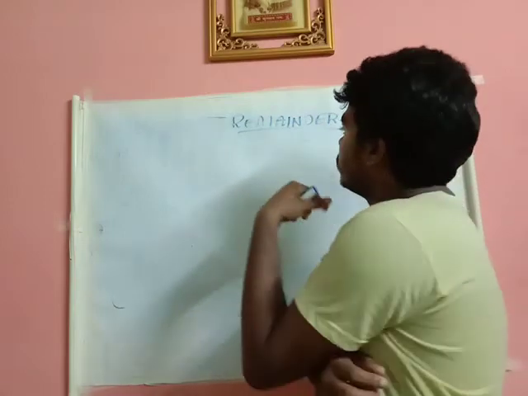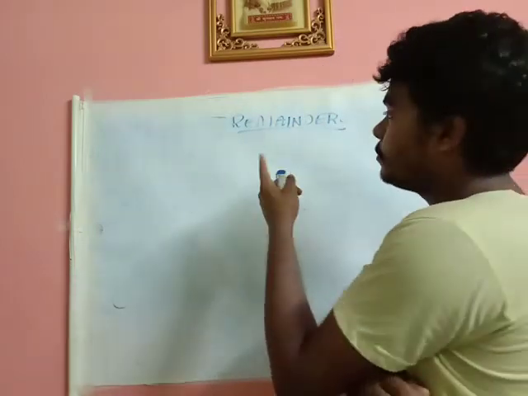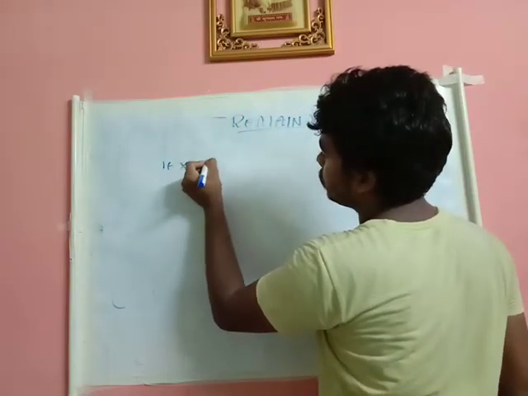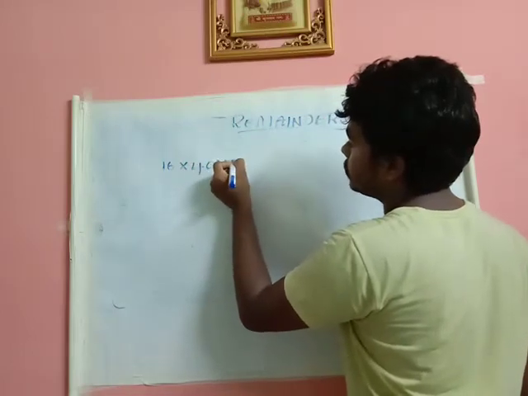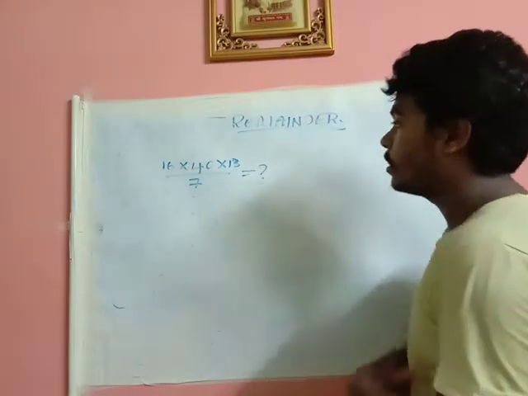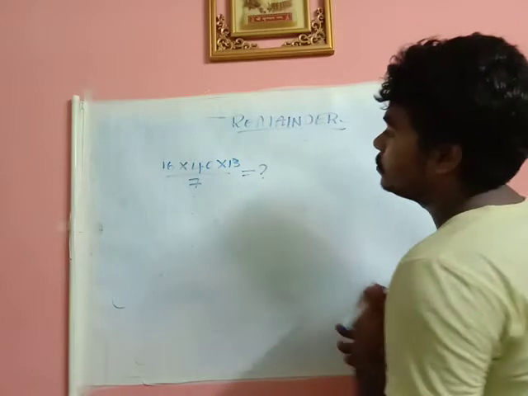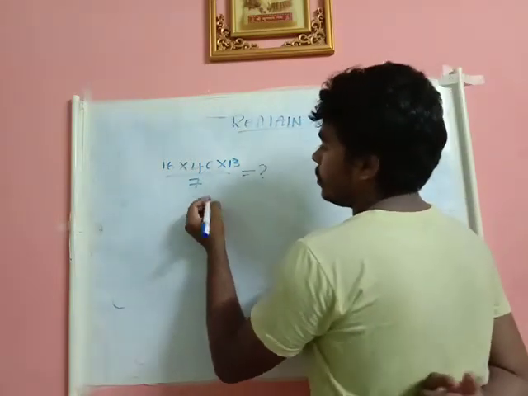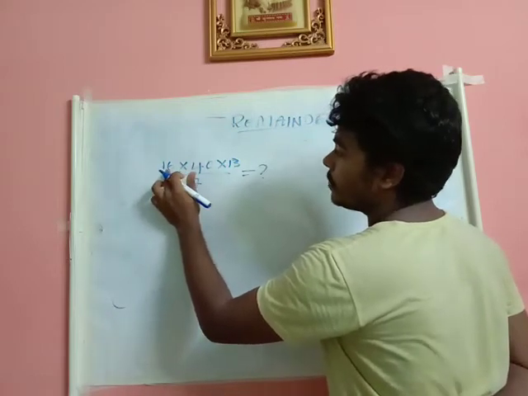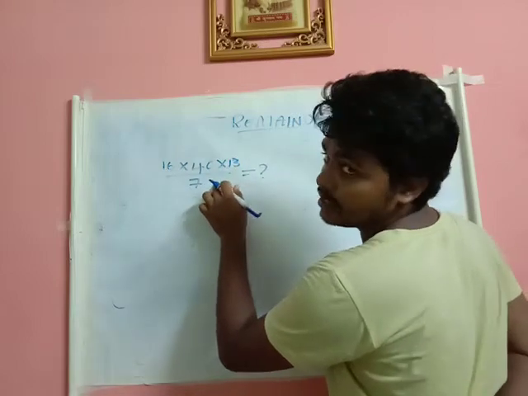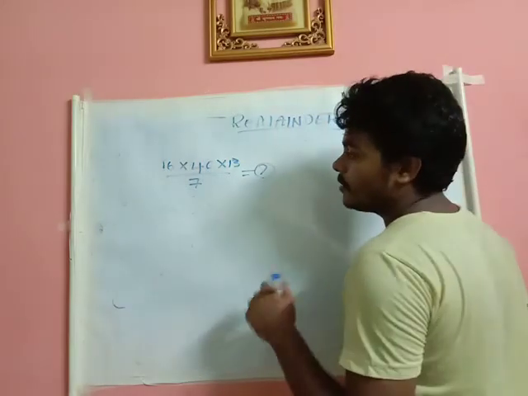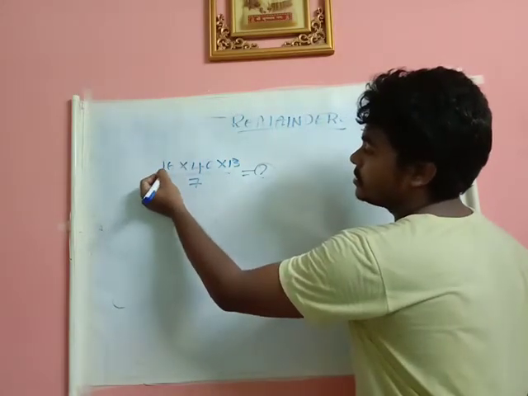Now what are the questions you can see in the remainders? For example, see 16 into 40 into 13 divided by 7. So what is the remainder in this case? They will be asking that. What will you do? Will it become complicated if you multiply 16 into 40 and the result with 13 and then divide by 7? It becomes a complicated process, right? Now what I'll do is divide each individual term by 7.